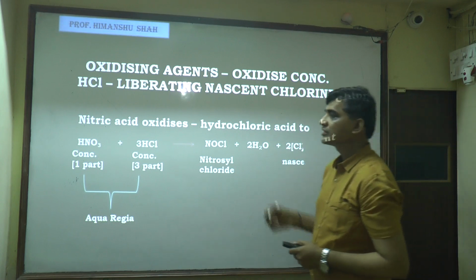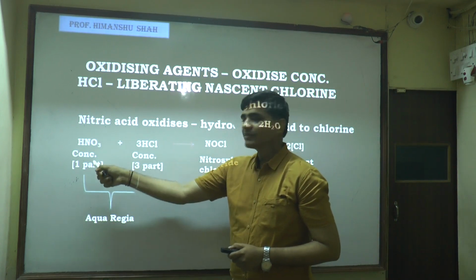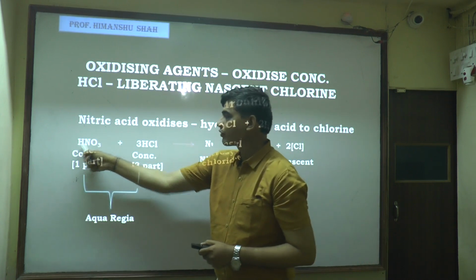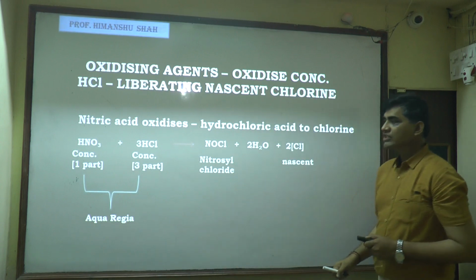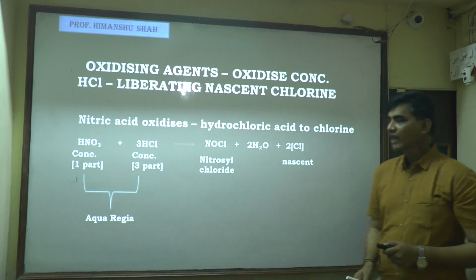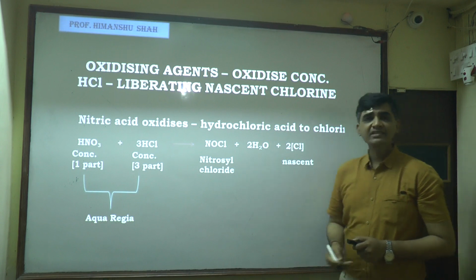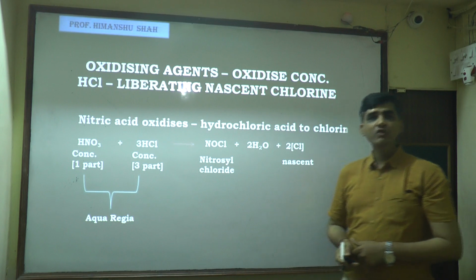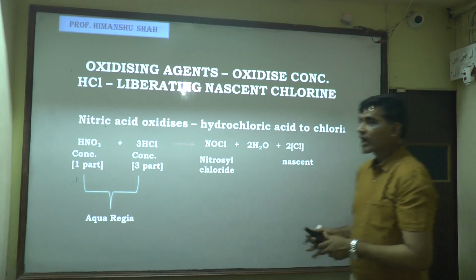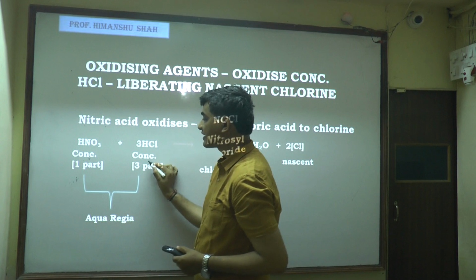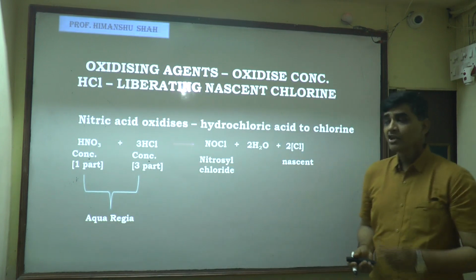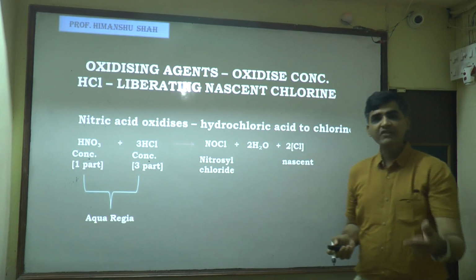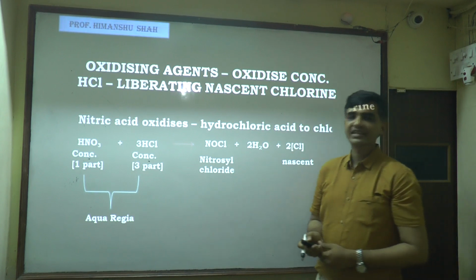So, first question, aqua regia. Aqua regia is a mixture of concentrated nitric acid and concentrated hydrochloric acid in the ratio 1:3. Name the nitrogenous compound formed: nitrosyl chloride. Sometimes they even ask you to correct the statement: nitric acid and hydrochloric acid in the ratio 1:3 forms aqua regia. So you have to mention concentrated nitric acid and concentrated hydrochloric acid. Even that small part you have to write, because by default, if you are not writing concentrated, it means it is dilute.